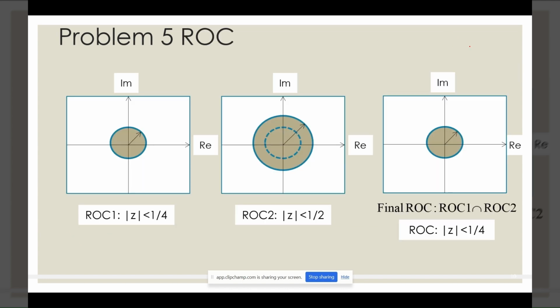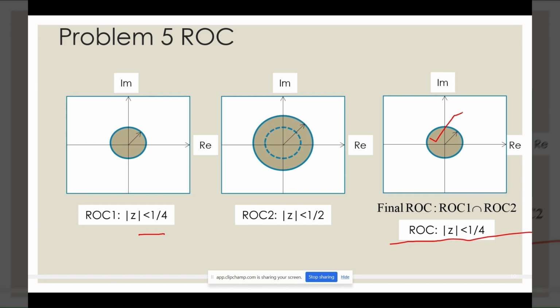Let us see one by one. ROC1 will be less than 1 by 4 because of 1 by 4 power n u of minus n minus 1. This will give ROC for mod z less than 1 by 4. For 1 by 2 the whole power n u of minus n minus 1, the ROC will be less than 1 by 2. So the final ROC, which is the intersection of ROC 1 and 2, is less than 1 by 4. So this is the final ROC.